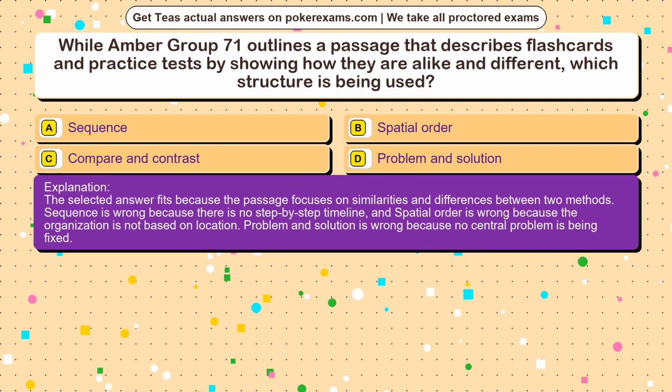Sequence is wrong because there is no step-by-step timeline, and spatial order is wrong because the organization is not based on location. Problem and solution is wrong because no central problem is being fixed.